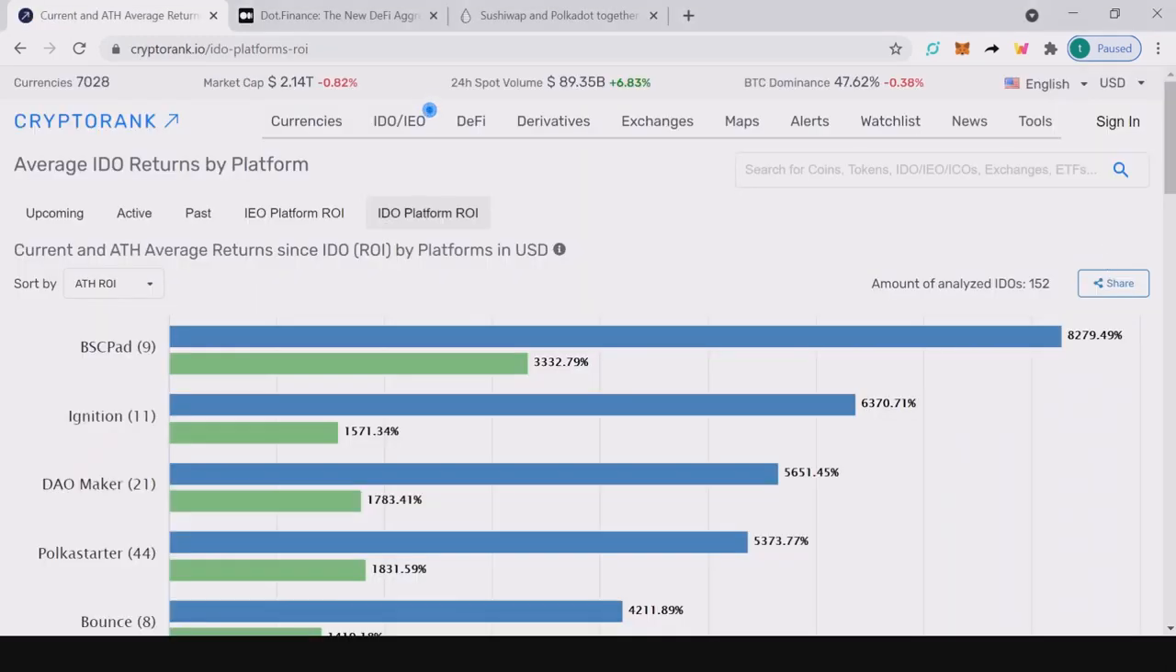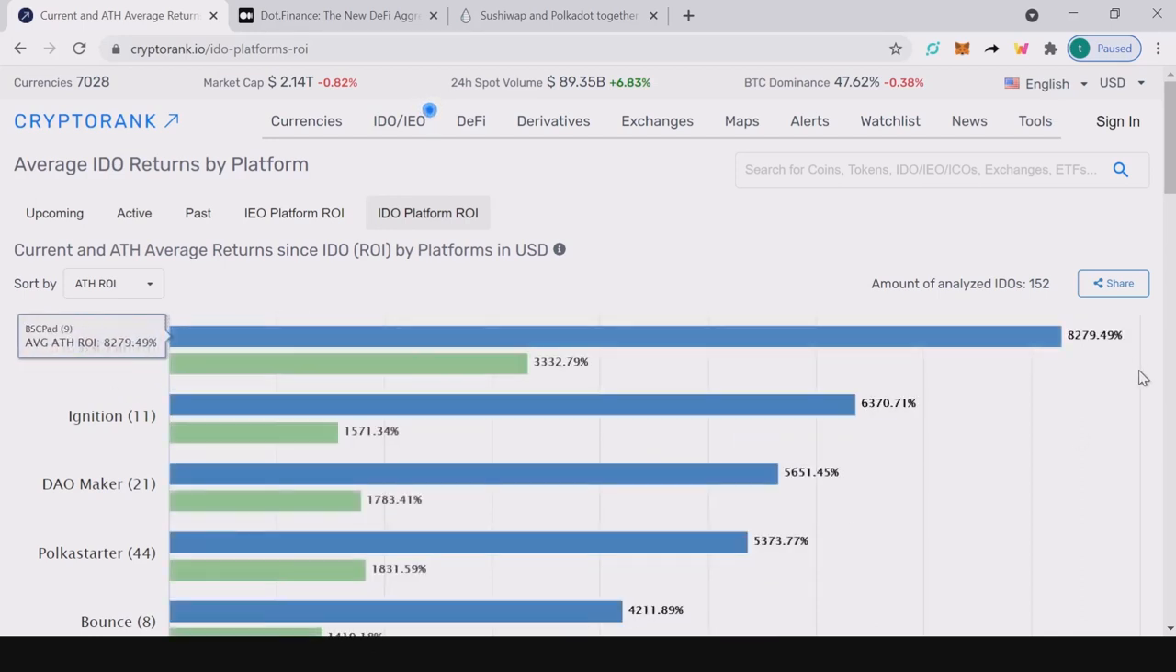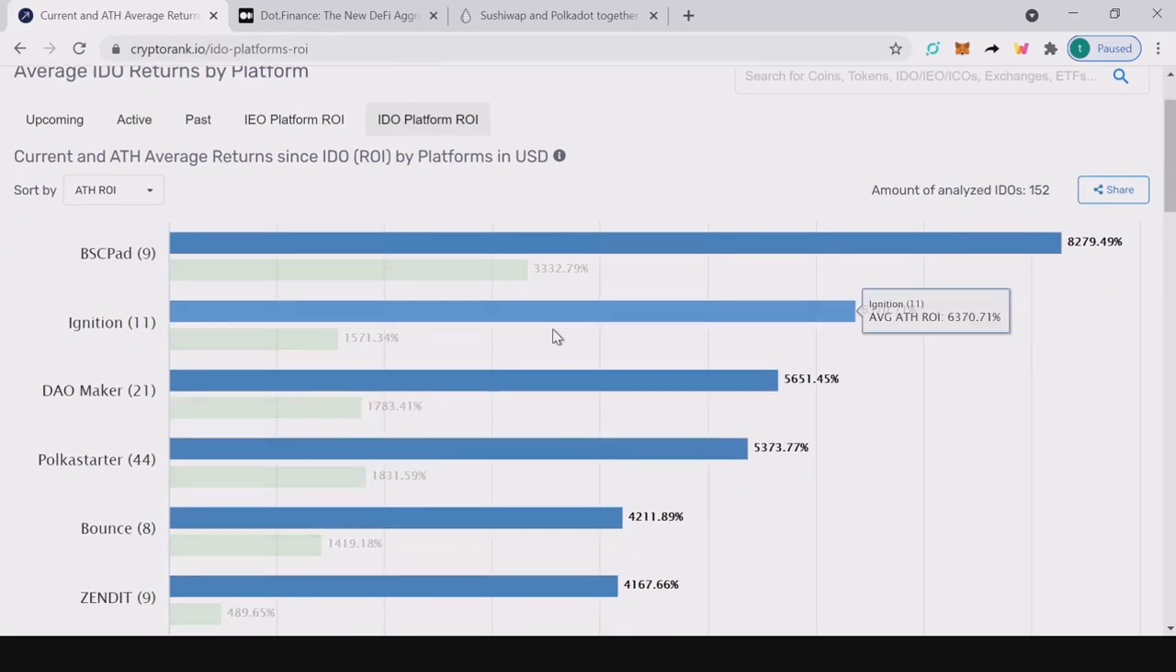So guys, before I start, I just wanted to show you the average returns for the platforms, because right now I think the IDO launchpads are where the money is flowing to, and of course meme coins. But this is something I think we should look into, because a lot of projects want to start, and they are looking for platforms where they can launch. Projects like BSC Pad, look at the amount of returns that they are making. It's insane.